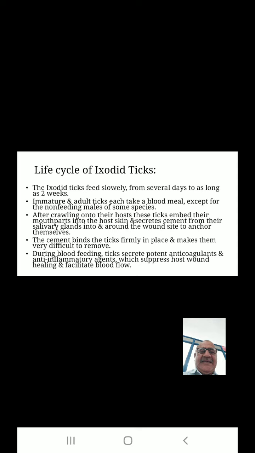Immature and adult ticks each take a blood meal, except for the non-feeding males of some species. After crawling onto their host, these ticks embed their mouth parts into the host skin and secrete cement from their saliva into and around the wound site to anchor themselves. The cement binds the ticks firmly in place and makes them very difficult to remove.